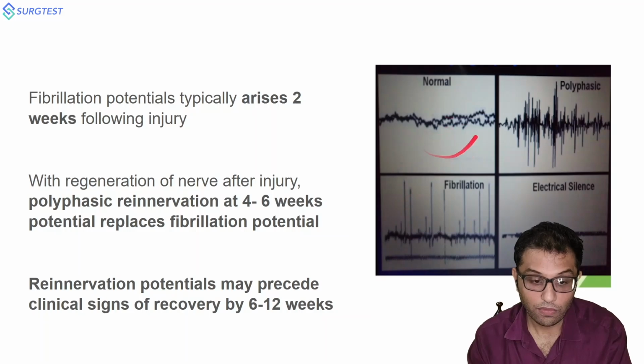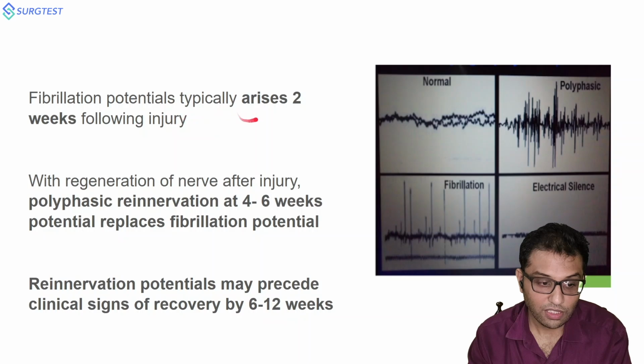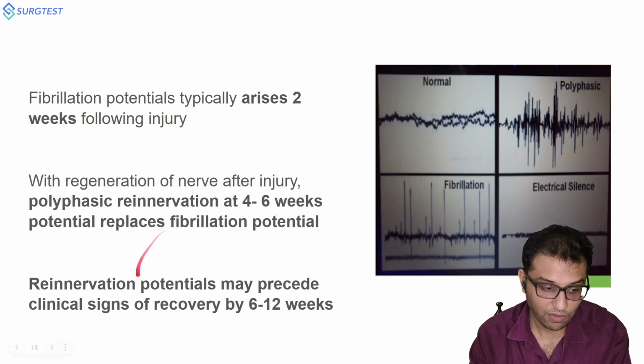So what are the four responses of an EMG? Either it is normal or it is taking a path of degeneration. If it is taking a path of degeneration, it is called fibrillation. It can continue the path of degeneration as electrical silence, or it can come back as reinnervation potentials. That is, the nerve is trying to heal itself. So fibrillation potentials typically arise 2 weeks following injury. With regeneration of the nerve after injury, polyphasic regeneration potentials occur 4 to 6 weeks after these fibrillations. That is, after 2 weeks of injury, fibrillation potentials come, and after 4 to 6 weeks, either the muscle can become electrically silent or there can be signs of reinnervation. That is polyphasic reinnervation potentials.